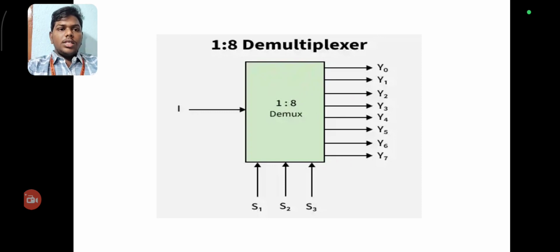So my output lines depend on my selector lines, and I am passing one input line and three selector lines to the 1 into 8 demux. Here my input line is I, the selector lines are S1, S2, S3, and my output lines are Y0 to Y7. So this is the 1 into 8 demultiplexer.